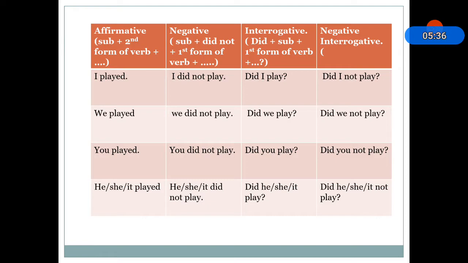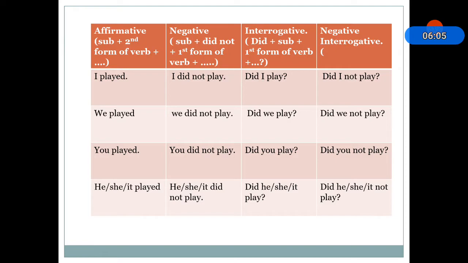So now same with the plural subject, we played. Negative will be we did not play. Interrogative will be did we play? And negative interrogative will be did we not play? Now for the second person, you played. Negative, you did not play. Interrogative, did you play? And negative interrogative, did you not play?